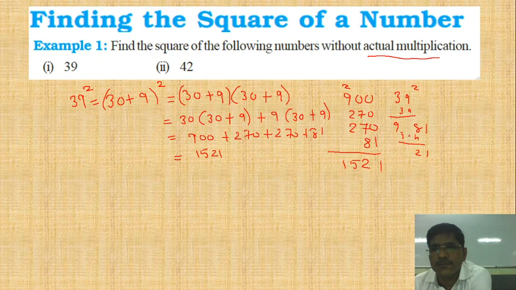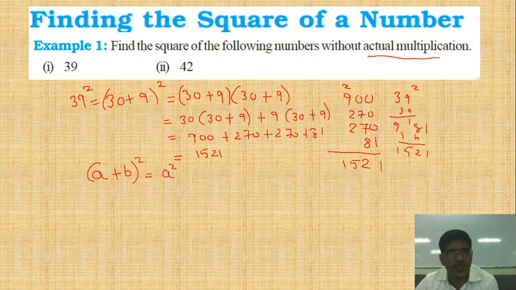Now I am writing the formula: A plus B whole squared is equal to A squared plus 2AB plus B squared. That is the formula. Now I have to write it here as 30 plus 9. You can write any number. 39 you can also write as 40 minus 1, or 32 plus 7. But the easy way is the first.